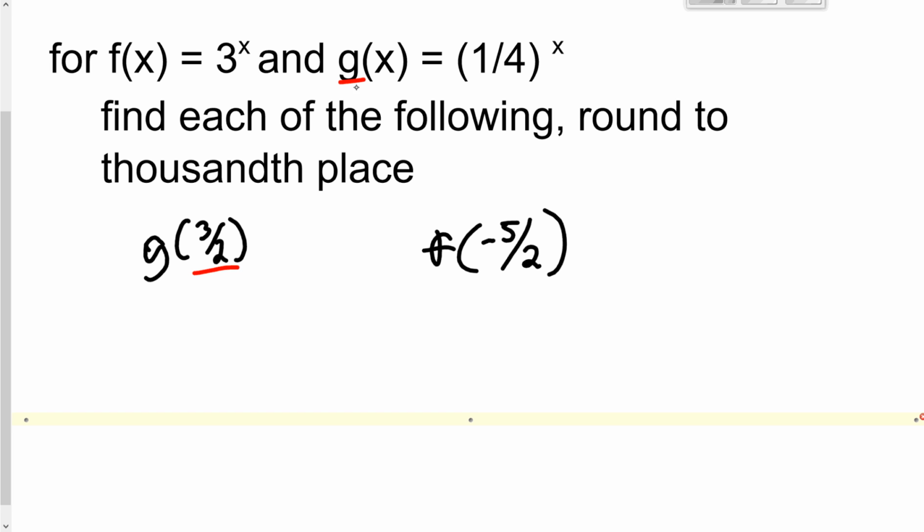So we can go ahead and plug in our x, 3/2. We're plugging it into g, right? So we plug it into the g equation, so there's our x. That x is going to be 3/2. So we have 1/4 raised to 3/2.